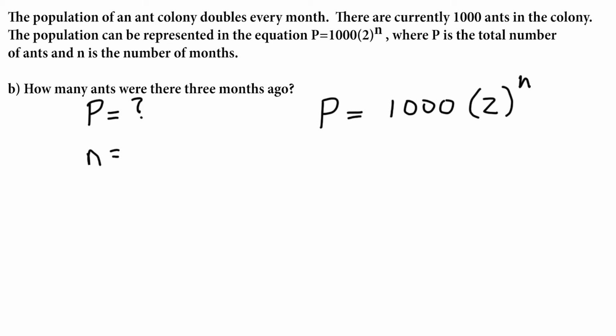N is the number of months, and this is where things get a little bit tricky. What would be the number of months if it was 3 months ago? In this case, it's 3, but it's actually a -3. Because +3 would be 3 months into the future. Right? If your population of ants is doubling every month, well, 3 months ago, there's probably going to be a lot less ants. So hopefully when we solve this, our population will be less than 1,000.